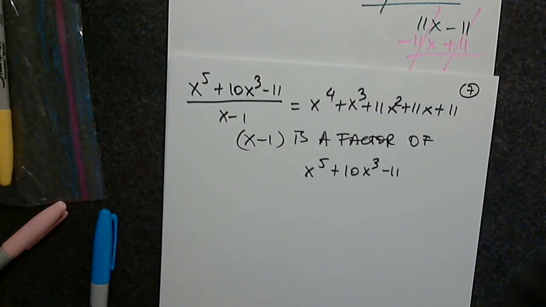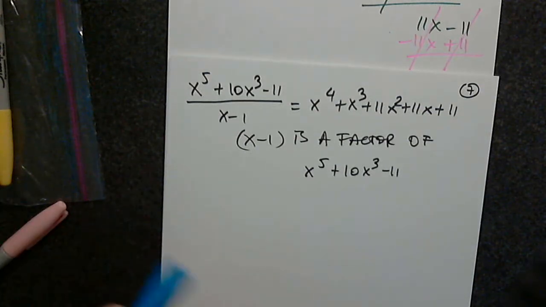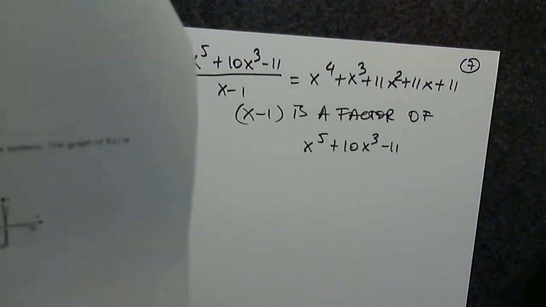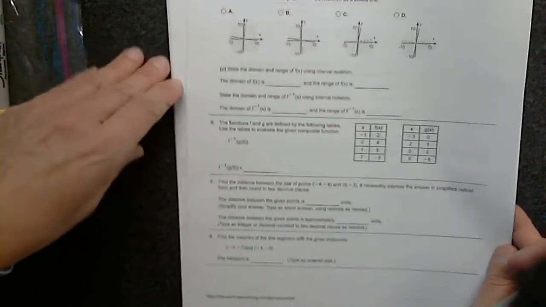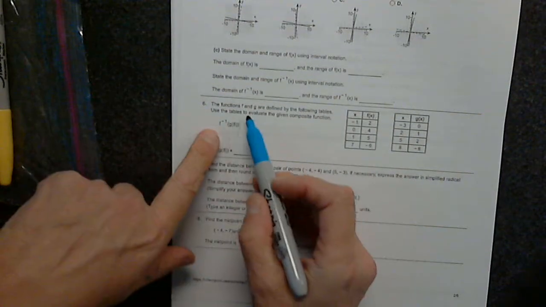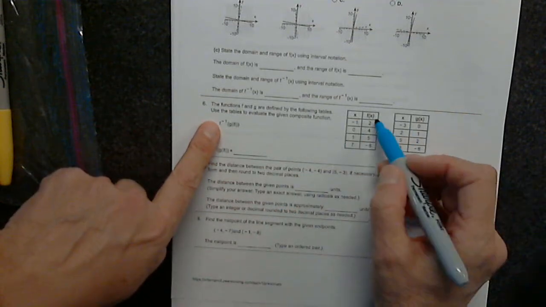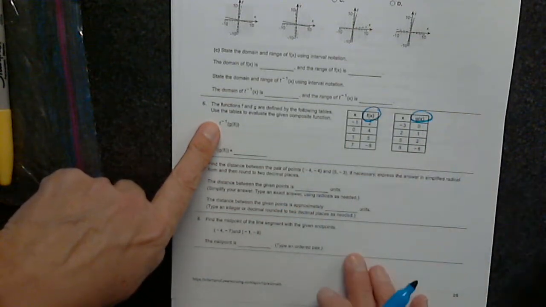Next question. Choose anything you want. Can you do number 6? Yes. Where is number 6? Yes, very good. Good pick. In number 6, the functions f and g are defined by the following tables. Here's f and here's g.